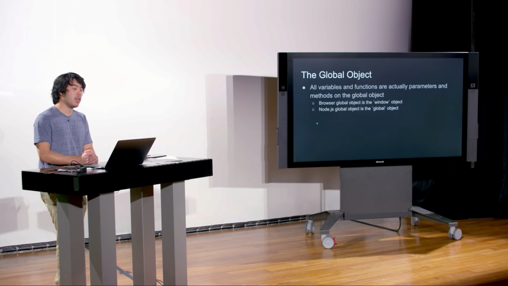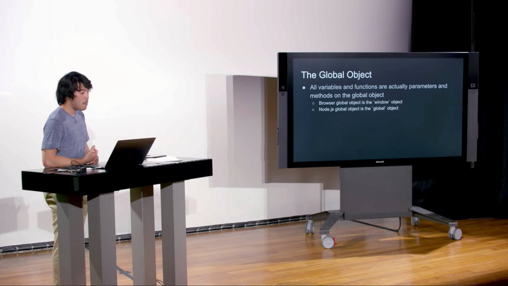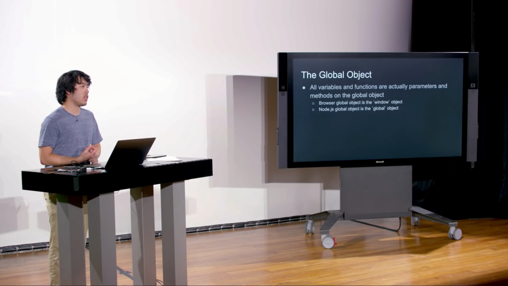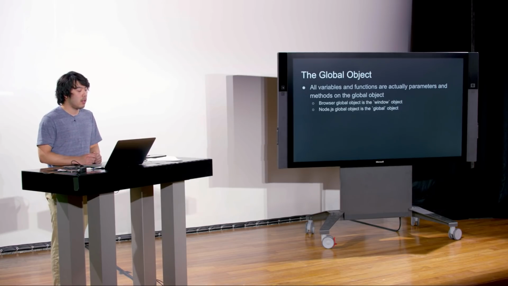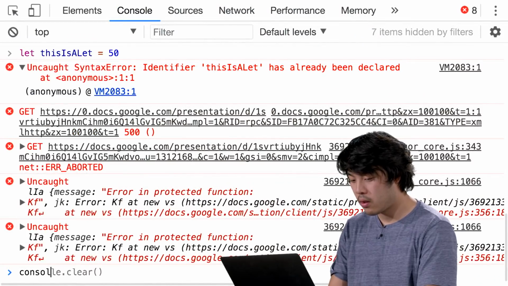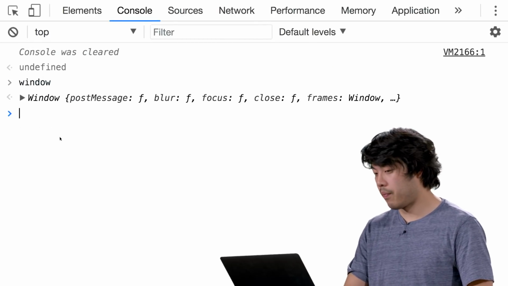So the global object. The way these things all work is that in any given runtime, there's this thing called a global object. And all variables, all functions are actually keys or properties or methods on the global object. So in the browser, there's this thing called window, which is the global object. So this is a browser environment. And if I type window, I see this thing.